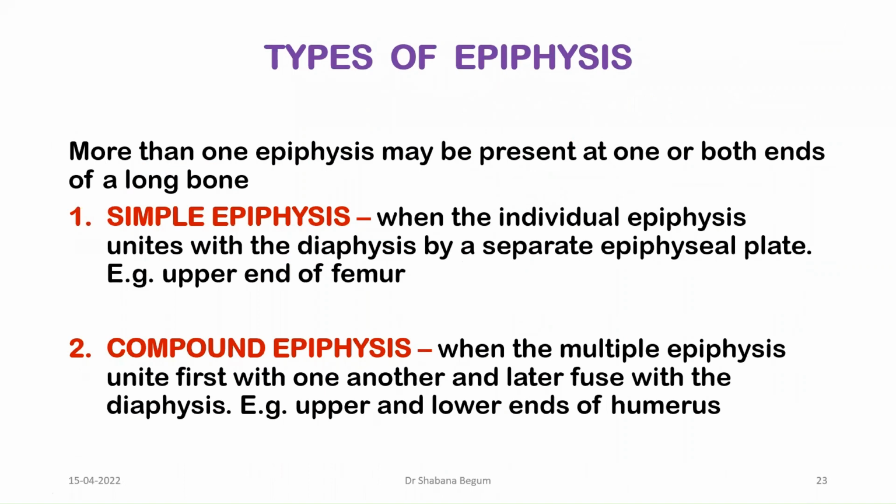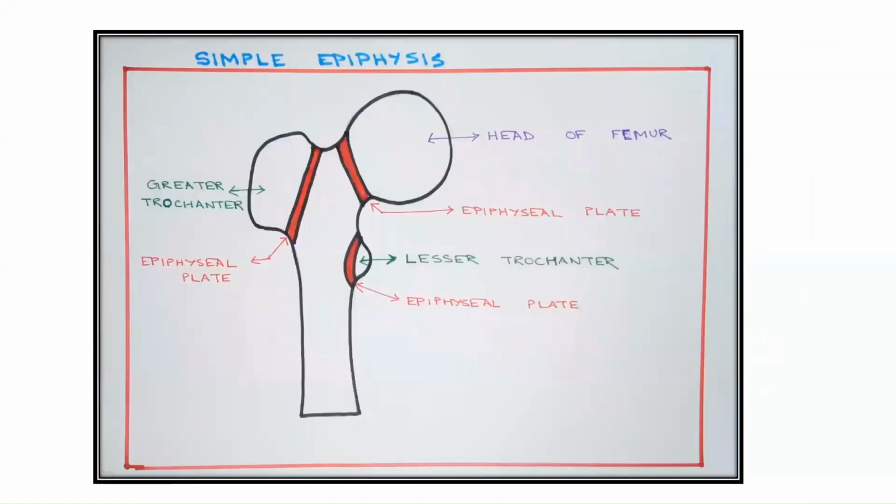There is another type of classification of the epiphysis. If more than one epiphysis is present at one or both ends of a long bone, we may have simple epiphysis, compound epiphysis. Simple epiphysis is when the individual epiphysis unites with the diaphysis by a separate epiphyseal plate. An example of simple epiphysis is the upper end of the femur.